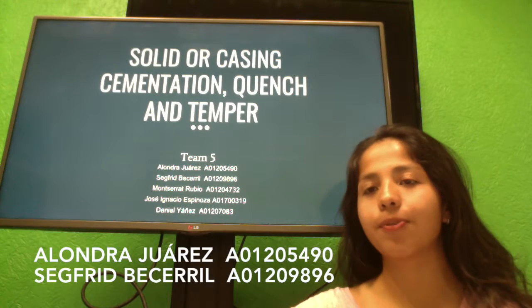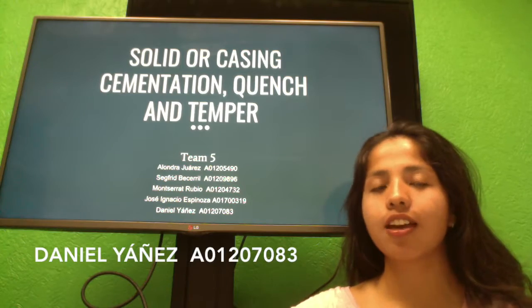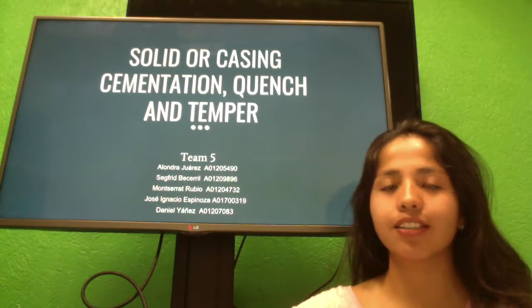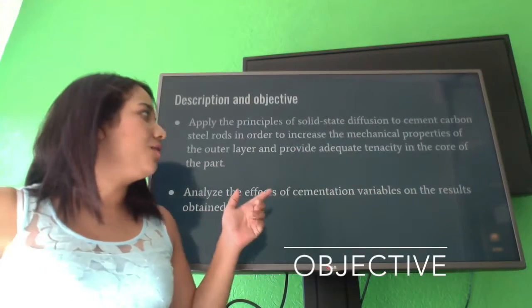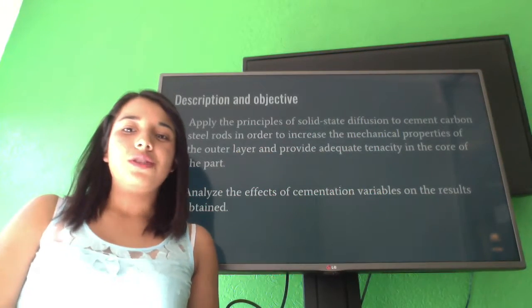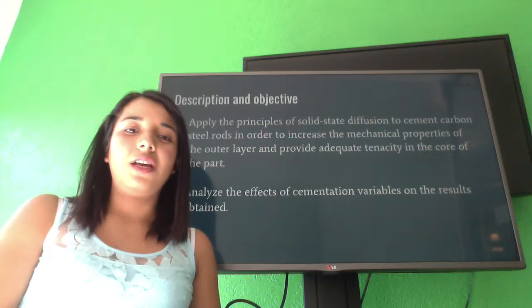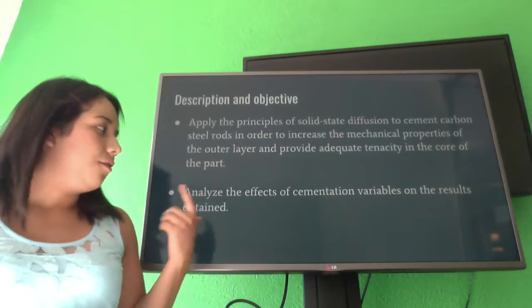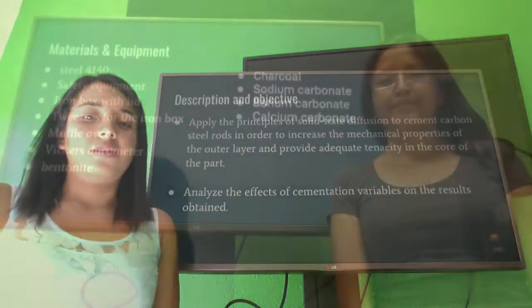This is practice number 4, named Solid or Casing Cementation, Quench and Temper, and you are team number 5. In this practice, we must apply the principles of solid-state diffusion to cement carbon to increase the mechanical properties at the surface. Then we must analyze the effect of cementation variables on the results obtained.